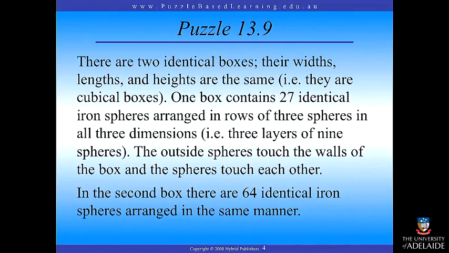We have two identical boxes. Their widths, lengths, and heights are the same. And they are cubical, which means that they have the same width, heights, and lengths. One box contains 27 identical iron spheres arranged in rows of 3 by 3 by 3. The outside spheres touch the walls of the box, and the spheres touch each other, so they just keep touching each other until they touch the walls.